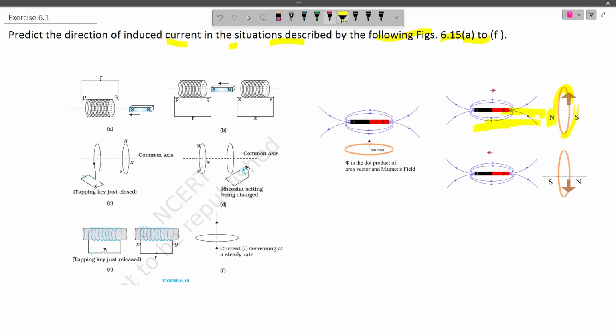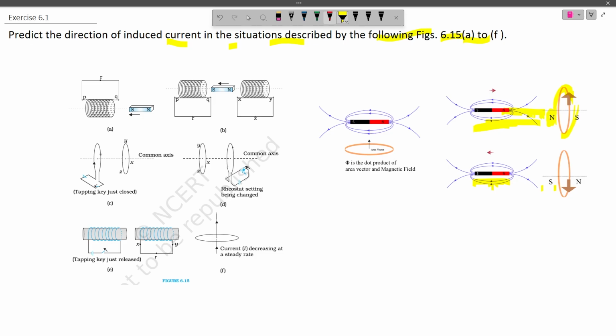Now similarly, when the magnet moves away from this coil, a south pole will be created because it will oppose the motion, so that it attracts the moving magnet and opposes the movement of the magnet. So let's use this to find out the direction of current in each of these diagrams.